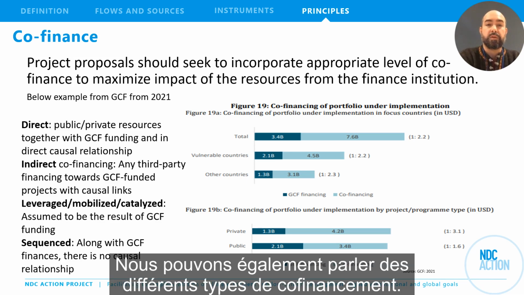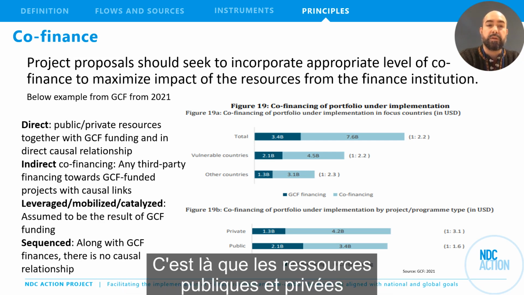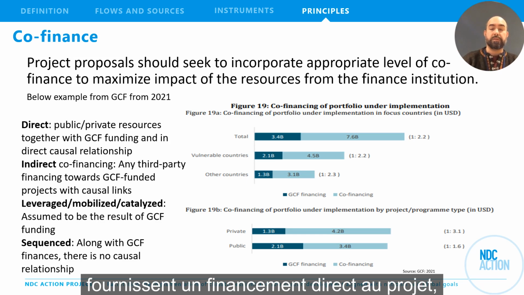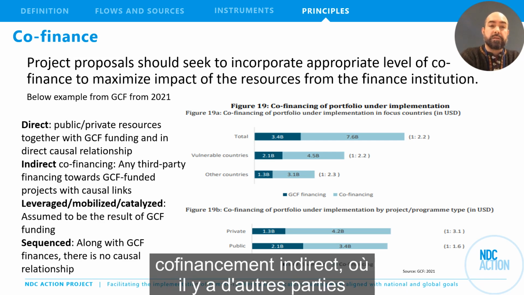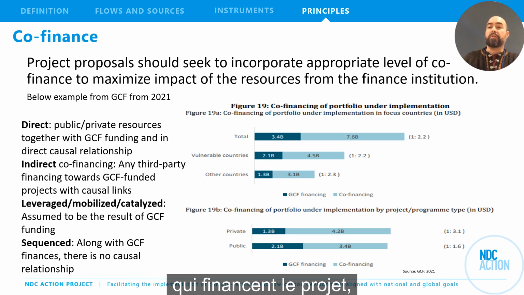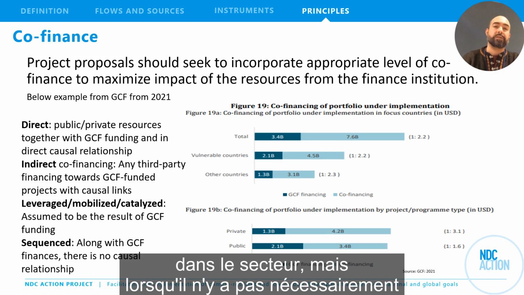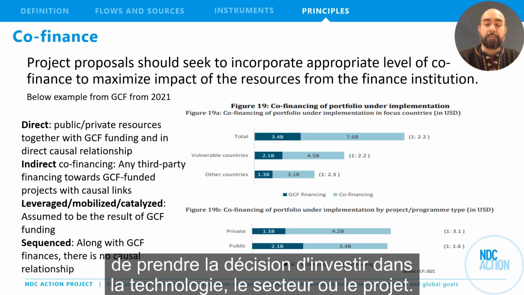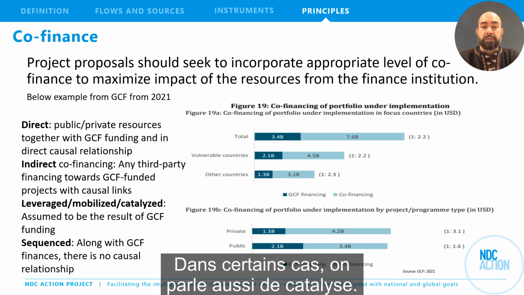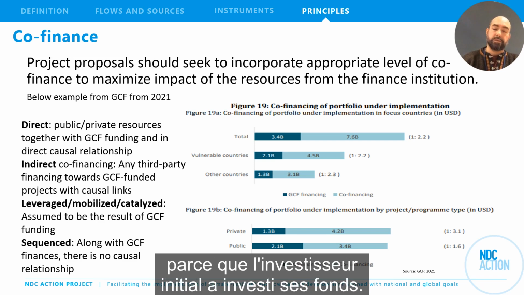We can also talk about different types of co-finance. We talk about direct co-finance. This is where public and private resources provide finance directly to the project together with Green Climate Fund funding. Then we can talk about indirect co-finance, where there are other parties that provide finance into a project or into the sector, but where it was not necessarily the GCF funds that triggered them to make the decision to invest in the technology, sector or project. We can say leveraged or mobilized. In some cases, we also talk about catalyzed climate finance. It's basically the investment that comes because the initial investor has invested their funds.